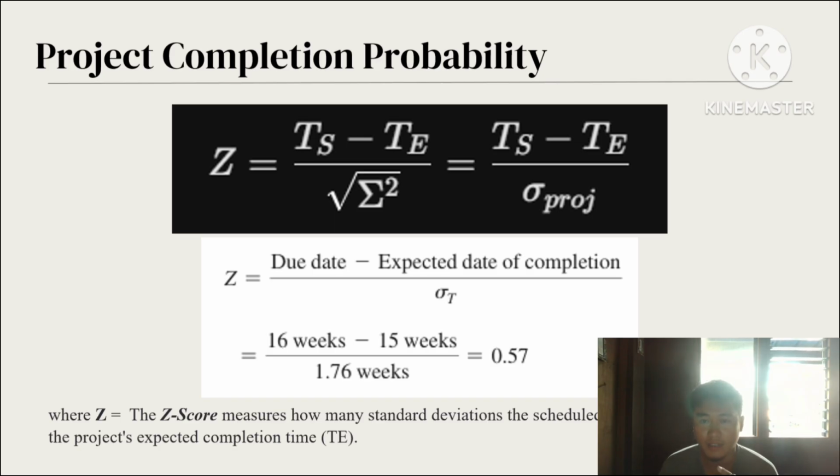So scheduled time minus expected time over sigma project, or the project standard deviation. We know that the scheduled time is 16 weeks. So we subtract the 15 weeks expected time over our project standard deviation of 1.76 weeks. So we have 0.57. So that is our Z-score.